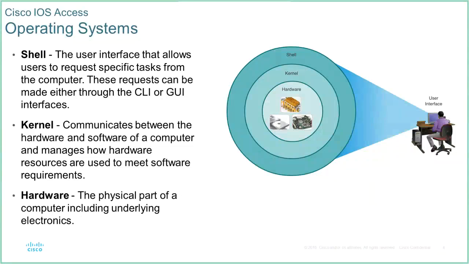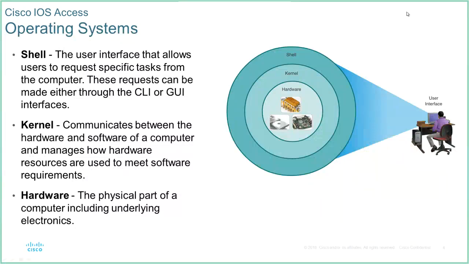Okay, so the first thing we need to discuss is how operating systems work. This is regardless of the platform. You have three main parts of any operating system. You've got the hardware that it runs on, the kernel, that is the interface between the hardware and the software, and the shell, which is our user interface. Okay, so the shell is your Windows or your Linux interface that you use.